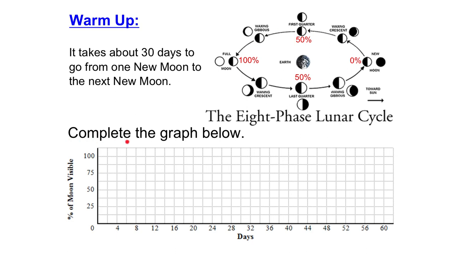So I want you to complete the graph below. Percent of moon visible, number of days. Start with a new moon on day 0. And complete the graph for the rest of the days. So pause the video and see if you can make this graph.